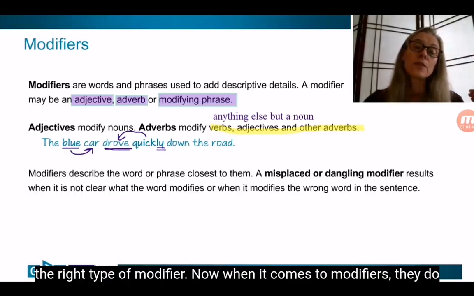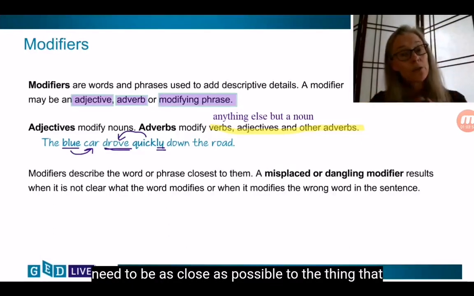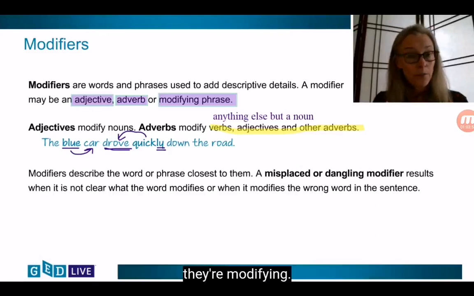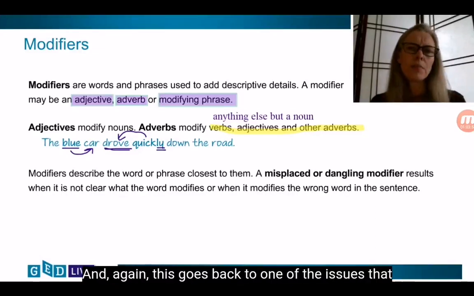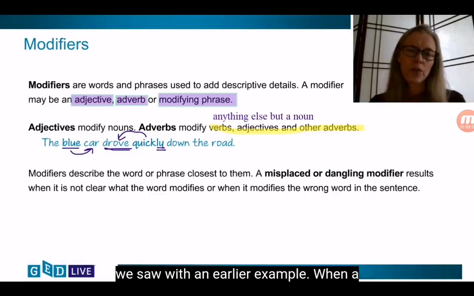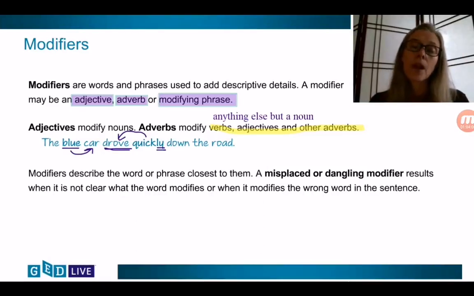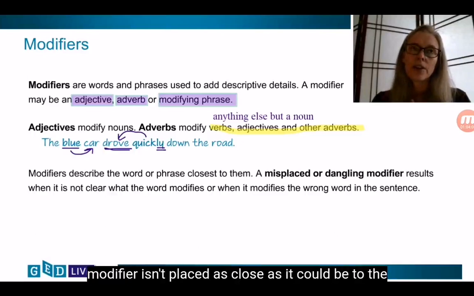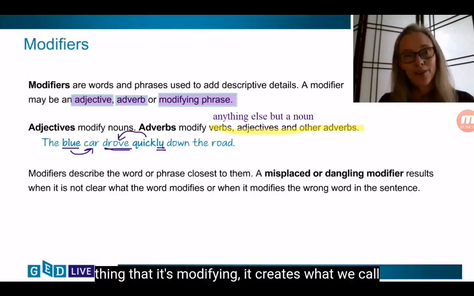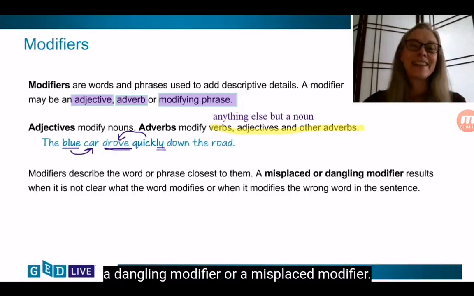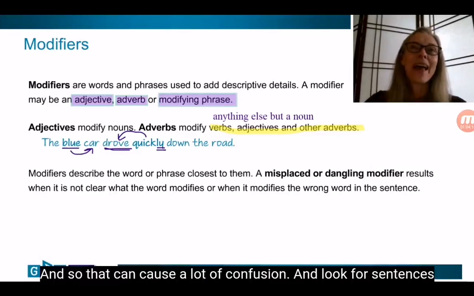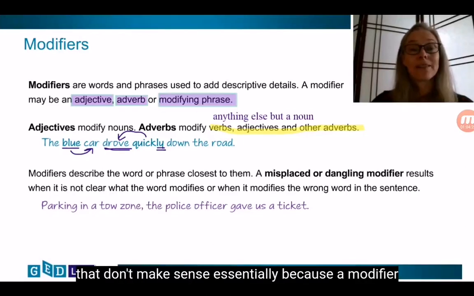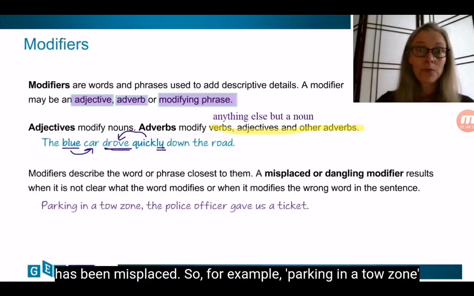Now, when it comes to modifiers, they do need to be as close as possible to the thing that they're modifying. And again, this goes back to one of the issues that we saw with an earlier example. When a modifier isn't placed as close as it could be to the thing that it's modifying, it creates what we call a dangling modifier or a misplaced modifier. And so that can cause a lot of confusion. Look for sentences that don't make sense, essentially because a modifier has been misplaced.